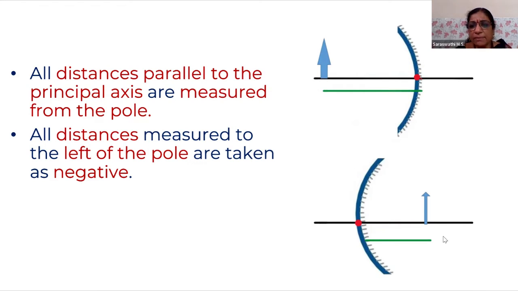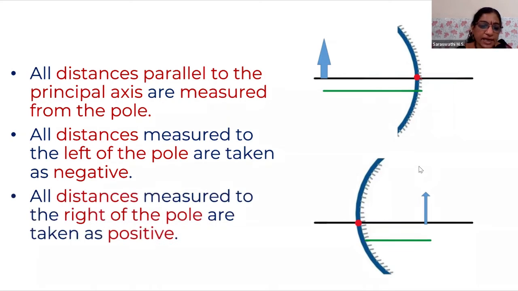So if the image is going to be formed behind the mirror, along the direction of light, then you take v to be positive. But u in both cases is always negative. So all distances measured to the right of the pole are taken as positive. All distances that are measured to the left of the pole are taken as negative. Am I clear?